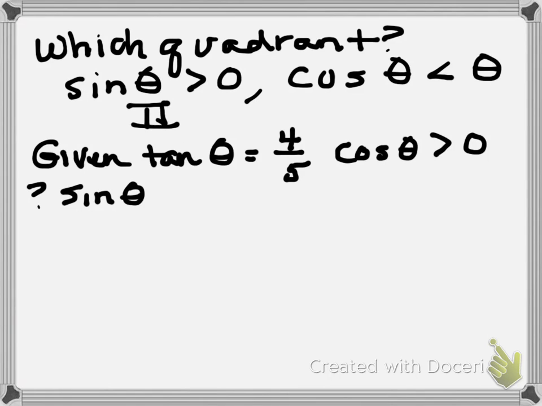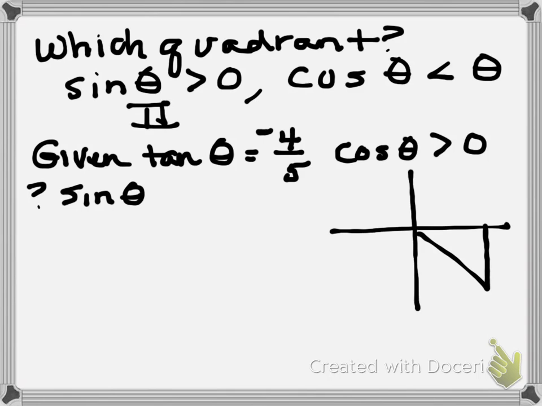Okay, first we have to determine what quadrant has the tangent being positive. I'm going to change this up a little bit. Let's make the tangent equal to negative 4/5. So the tangent is negative and the cosine is positive. That means we must be in the fourth quadrant. And we always drop a perpendicular to the x-axis. So we have tangent is equal to y over x.